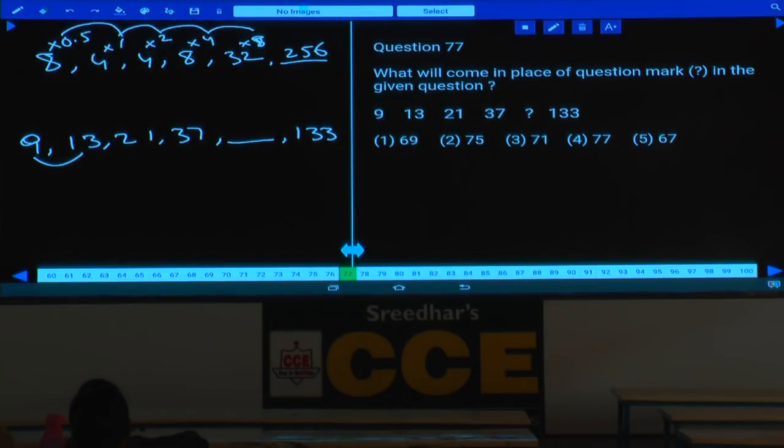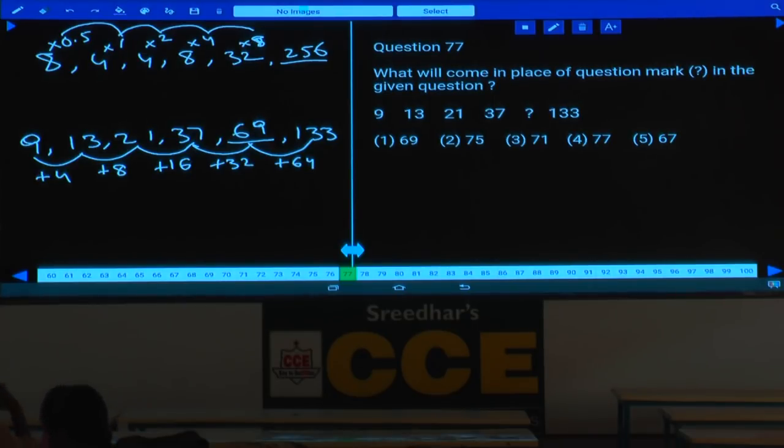What is the difference between 9 and 13? Here the difference is 4. 13 and 21, the difference is 8. Next one is 16: 4, 8, 16, and the next one is 32. Now 37 plus 32 is 69, and after 69, 64 should be added. 69 plus 64 is 133. The missing number is 69, and it is given in choice 1. Question number 77, choice 1 is the answer.